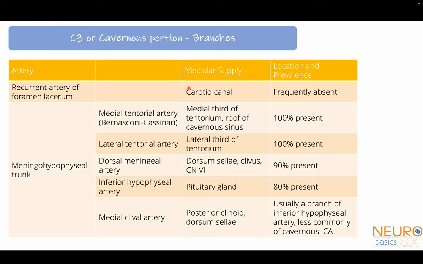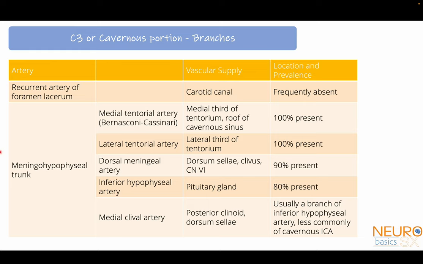There are multiple branches which can arise from the cavernous portion, and a very frequently absent branch is the recurrent artery of the foramen lacerum, which goes back and supplies the carotid canal. So this is frequently absent, nothing to worry about.